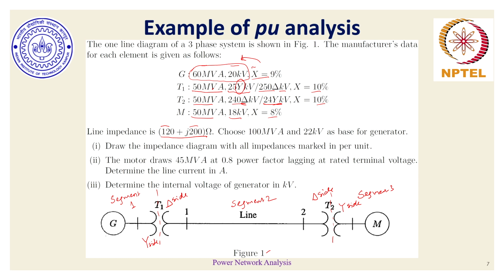The base power is given for this system. It's also mentioned that 22 kV can be chosen as the generator base voltage. And the question here is to transform this entire circuit into a common circuit in per unit. Then, given that the motor draws 45 MVA at 0.8 power factor lagging, we have to determine the current in this particular transmission line. And lastly, for this operating condition, we have to also find the internal voltage of the generator in kilovolt.